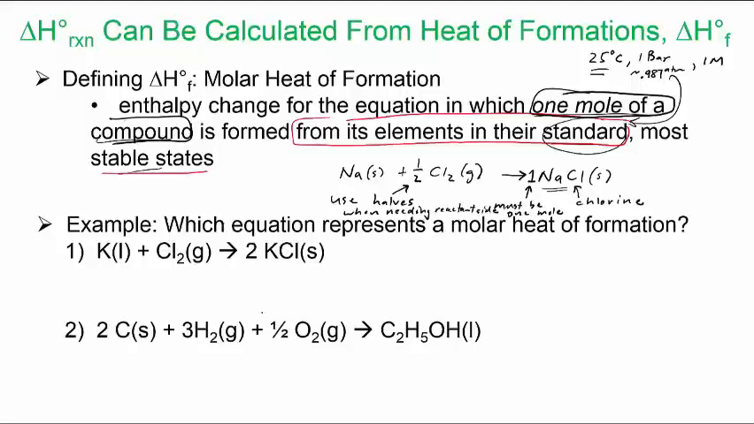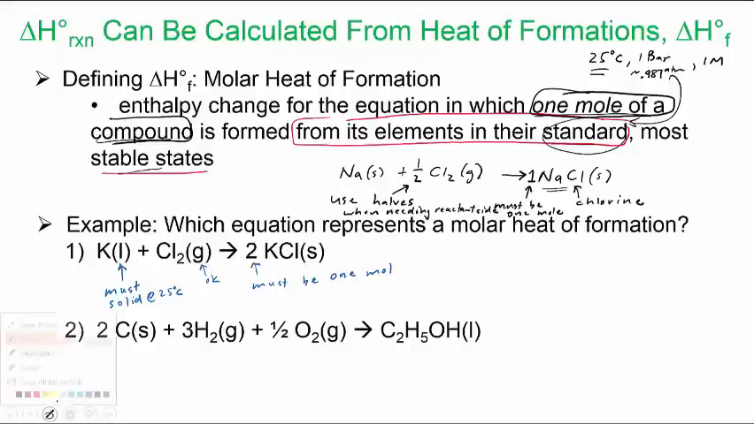Okay, so let's look at these two questions here. Which equation represents a molar heat of formation? So where we have 1 mole of a compound formed from its elements in those elements' standard most stable states. I think you can see there are several things wrong with this first reaction. First of all, potassium is a metal at room temperature, so this must be a solid at 25 degrees, and this is showing a liquid. This one is okay, it's a gas, but the other problem here is that this is 2 moles, so this must be 1 mole.